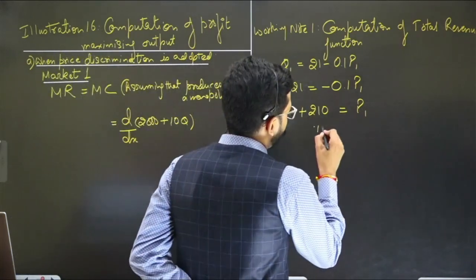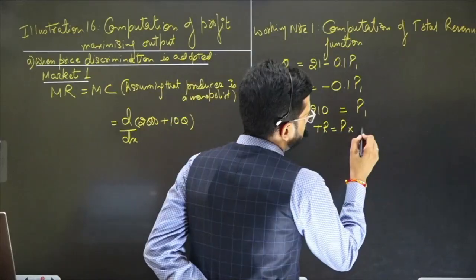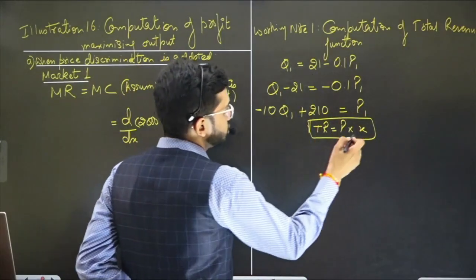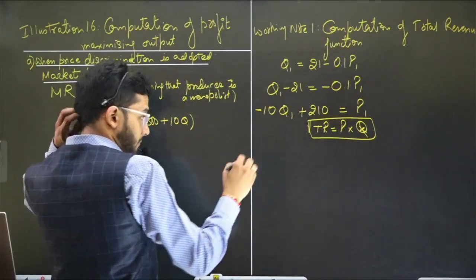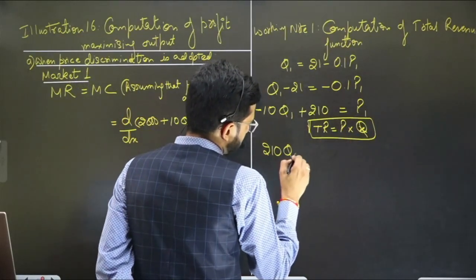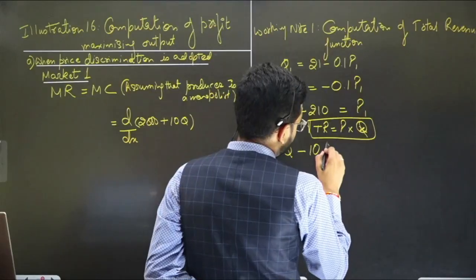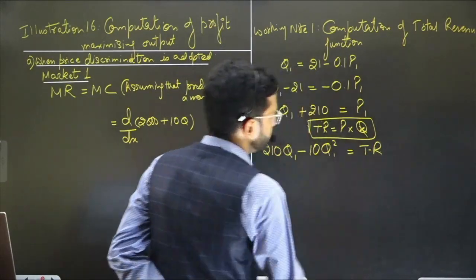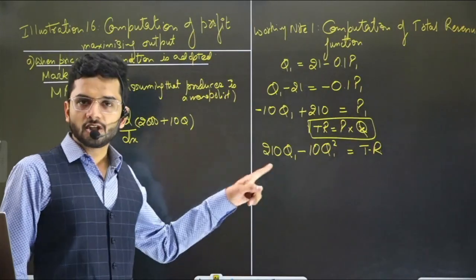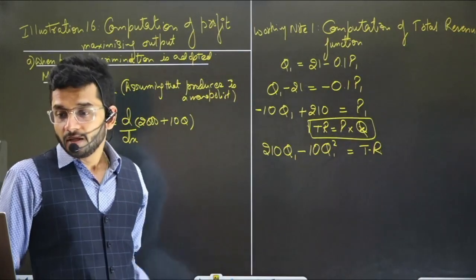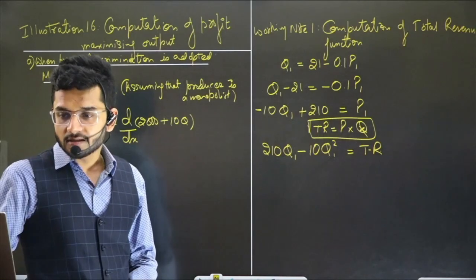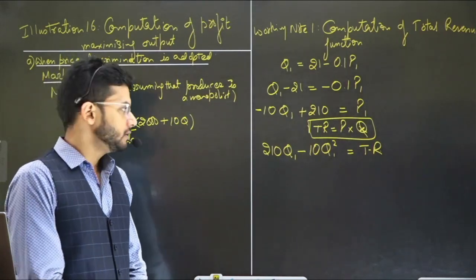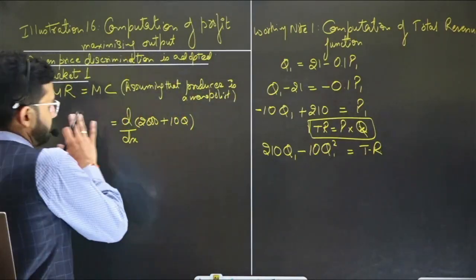Now what will be the total revenue? Total revenue is equal to P multiplied by X. This is the total revenue. So we are going to multiply this entire equation with X, with Q. Q is the factor over here. So this becomes 210 Q minus 10 Q square is equal to total revenue. So the total revenue function is 210 Q1 minus 10 Q square, the total revenue function of this particular market.